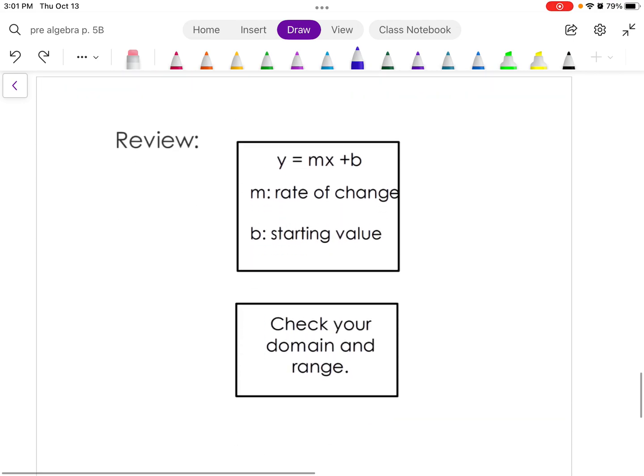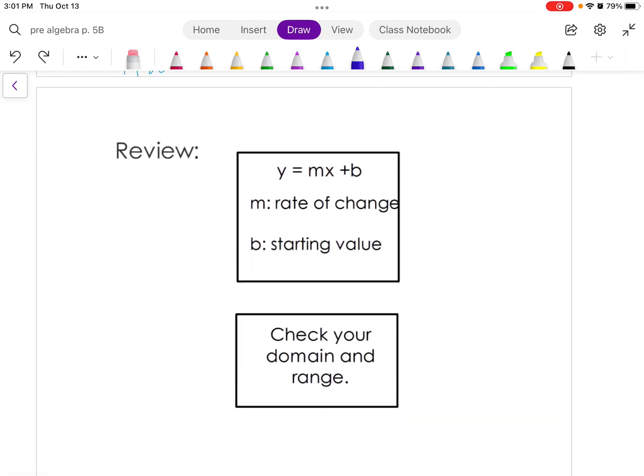So important things to remember are that when we're looking at our slope-intercept form, when you're trying to write your equation, B is your starting value, so think about where your situation is starting. M is your rate of change. Think about how your situation is changing.